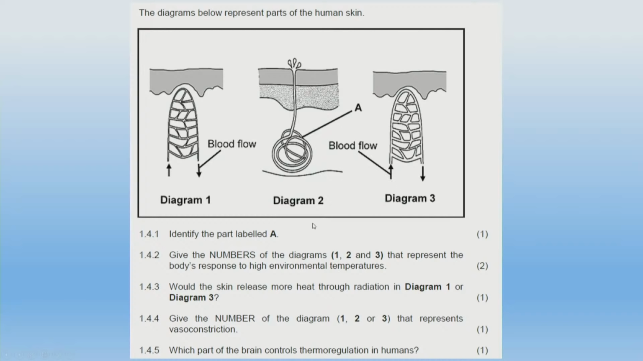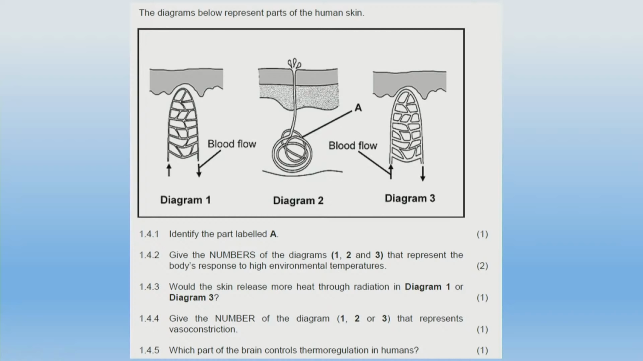So question 1.4.1, it says identify the part labeled A. What is the name of part number A? So part number A represents the sweat gland. That will be the sweat gland.